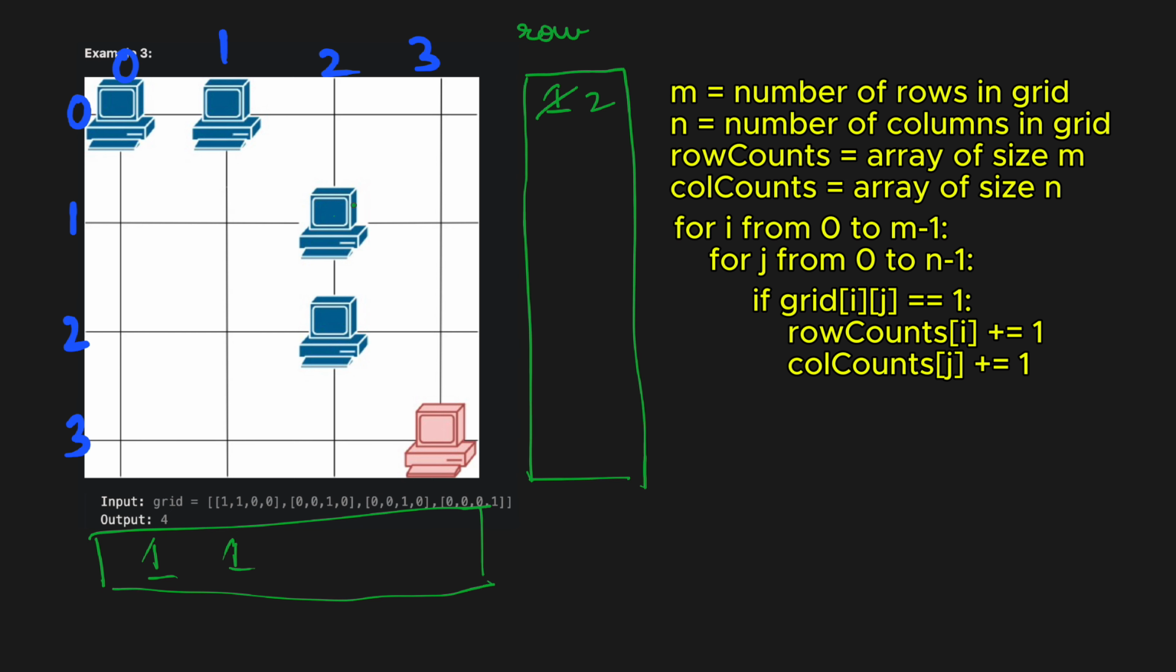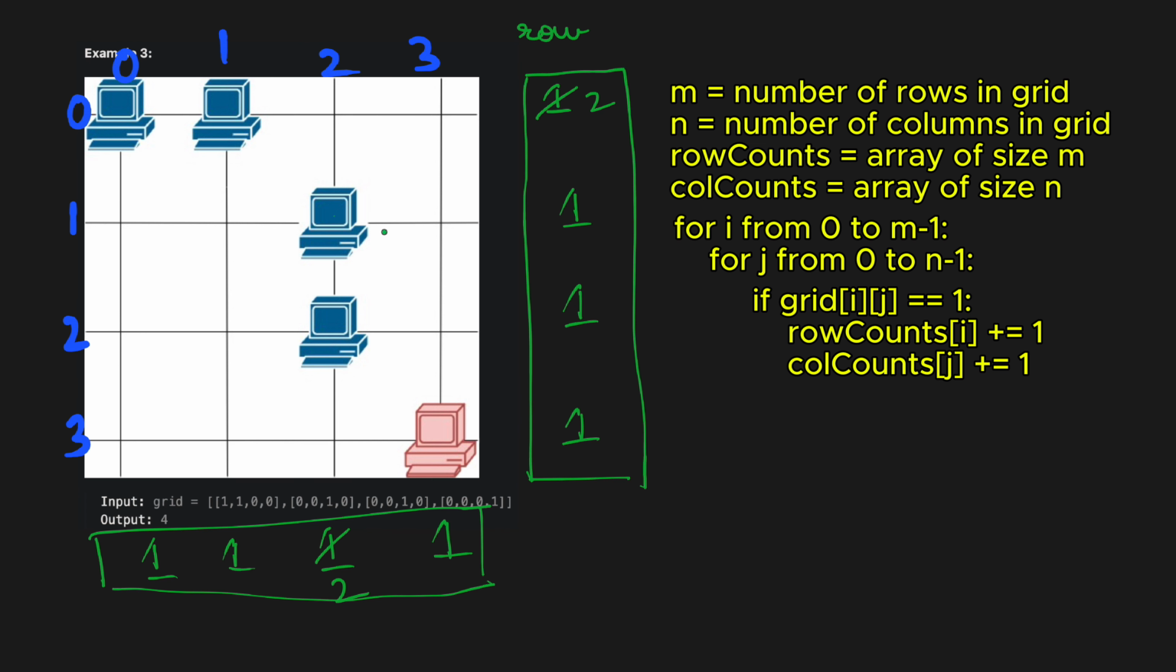Similarly, we will continue with the grid traversal and find this server. So we increment the number of servers in this row to 1 and this column also to 1. Then we come to this server and now we increment the number of servers in this row to 1 and this column to 2. And finally, for the last server, we increment the number of servers in the third row and column as 1. So this completes our first pass.